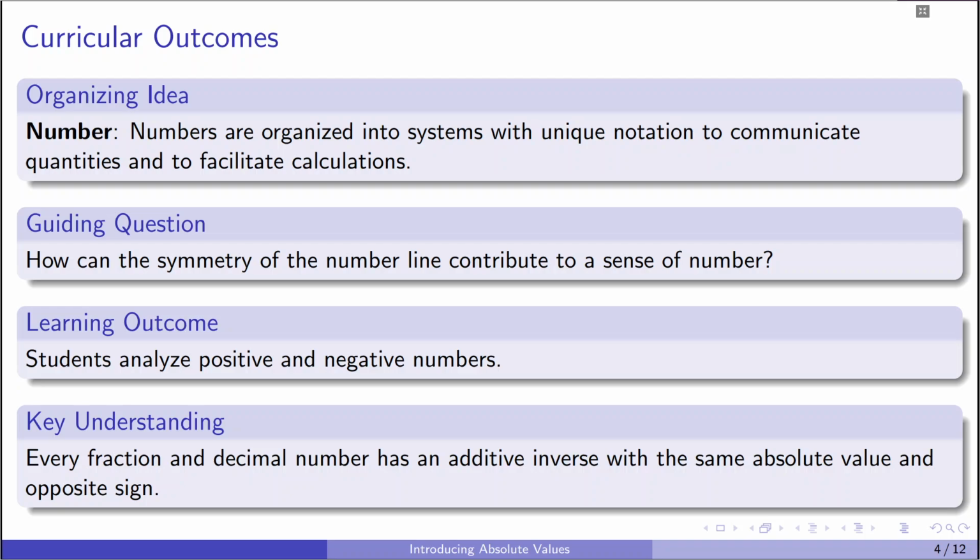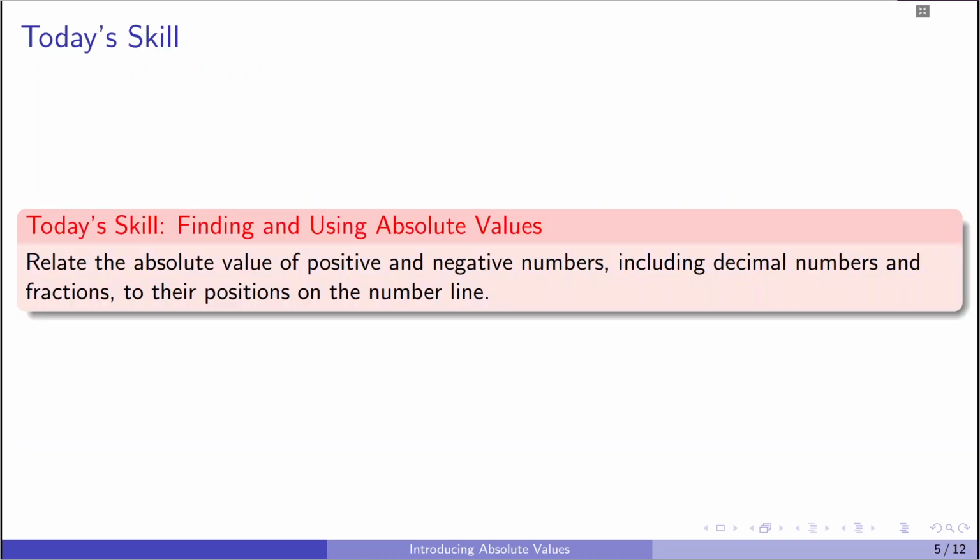Additive inverse is whatever you add to that number to get 0 as an answer. So for 3, the additive inverse is -3. For -3, the additive inverse is +3. Today's specific skill, finding and using absolute values. We're going to relate the absolute value of positive and negative numbers, including decimal numbers and fractions, to their positions on the number line.